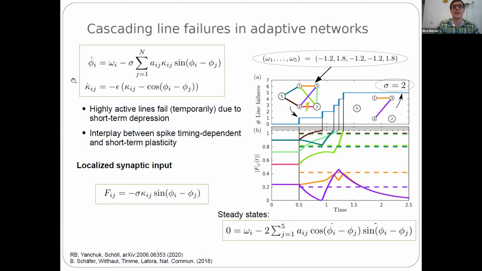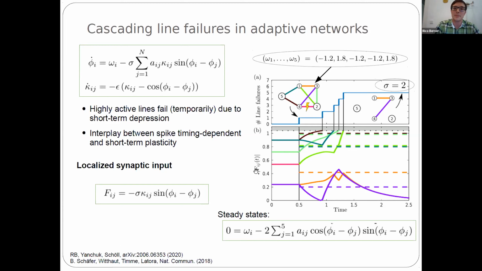So what we have done here is use the very same network model from this paper, with very similar values, but put on top in adaptive networks, where you have a Kuramoto type coupling here and some Hebbian-like plasticity. Hebbian means if the phase differences are very close to each other, so close to zero, there's an increase of the coupling weight. If they are far away from each other, then there's a decrease. We've shown that there's also some kind of cascading of line failures.